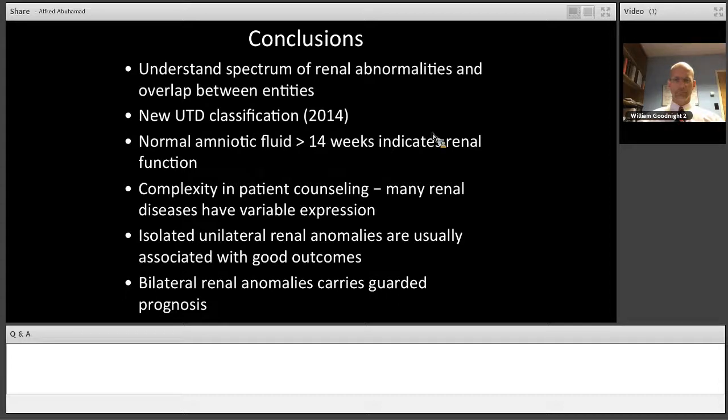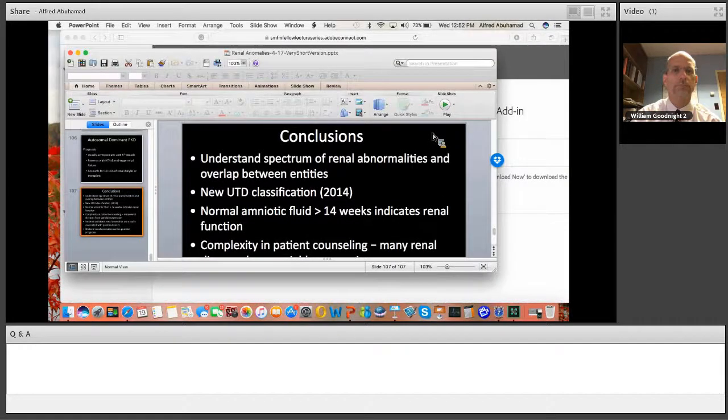When it's isolated, in general, the outcome is good, but bilateral renal anomalies carry a guarded prognosis. And when we deal with posterior urethral valve issues, I think it's very complex to counsel those patients because we still do not know that our intervention is making really a difference, and hopefully cystoscopy will improve things, but I think more data is needed. So let me stop here and see if you have any questions.